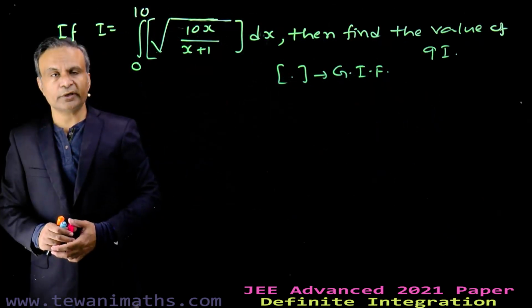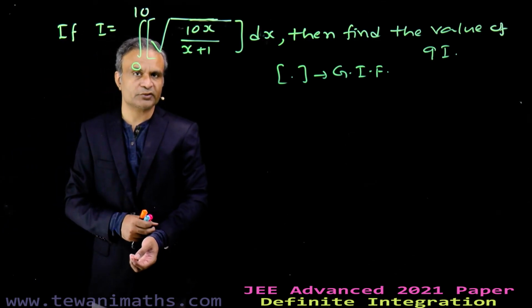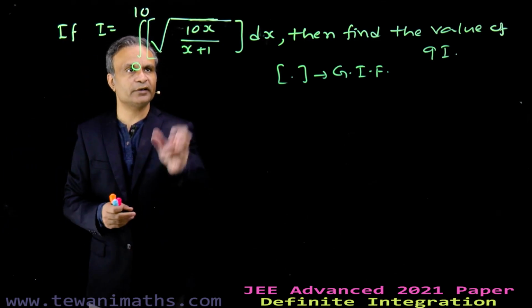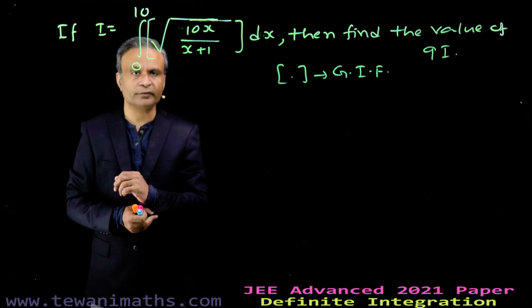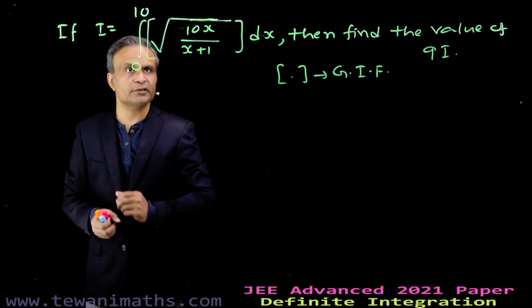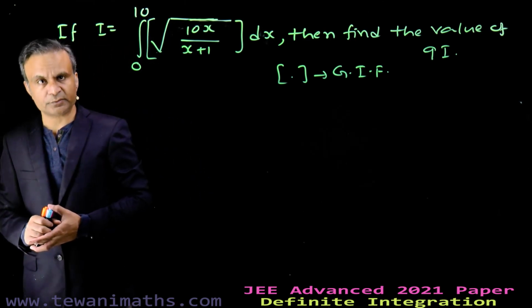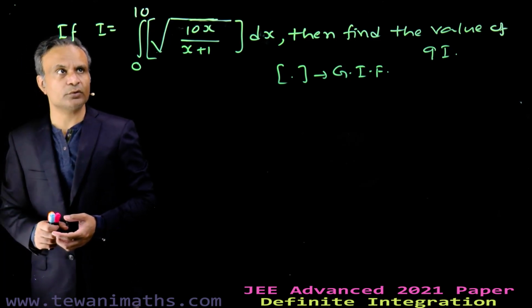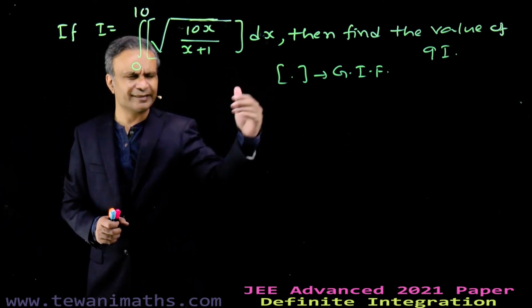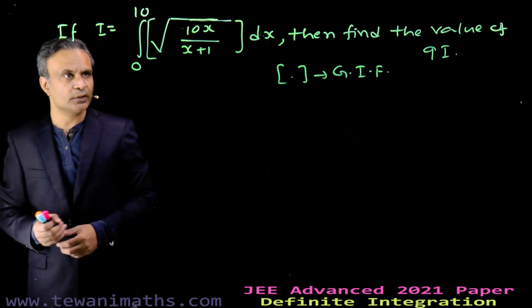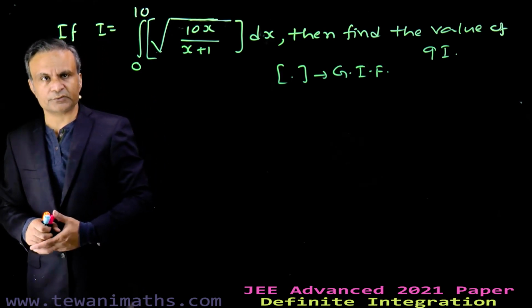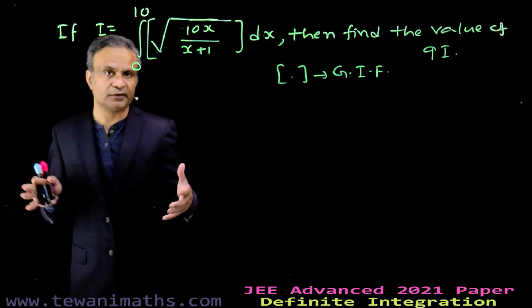Now we have one more question from definite integrals. Question is, if I is equal to this definite integral, then find the value of 9I. Here the integrand function is greatest integer of root 10x over x plus 1. Lower limit of integration is 0, upper limit is 10. Here the square brackets represent greatest integer function. How can you find the value of such integrals, integrals involving greatest integer functions?